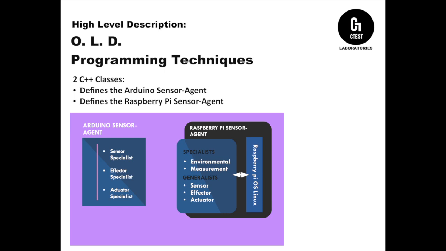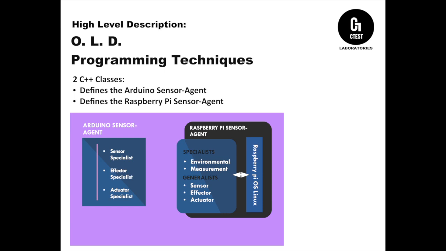It's a sensor specialist, it's an effector specialist, and it's an actuator specialist. And in essence, that means it's going to have the models of the device-specific things that you have attached to your Arduino. If you've got a magnetic sensor attached to your Arduino, then your Arduino agent is going to be a magnetic sensor agent, and it's going to have a model, a C++ class model of that magnetic sensor. That's what this is referring to here.